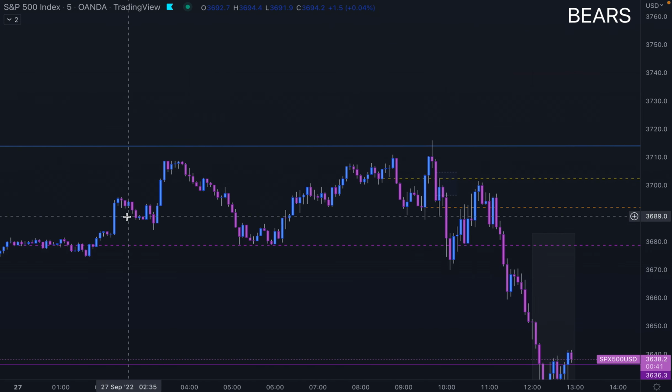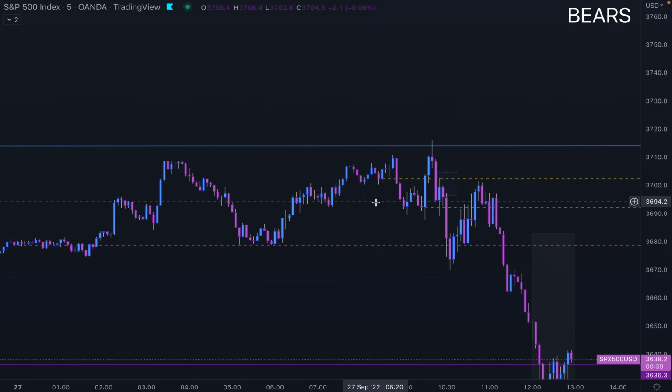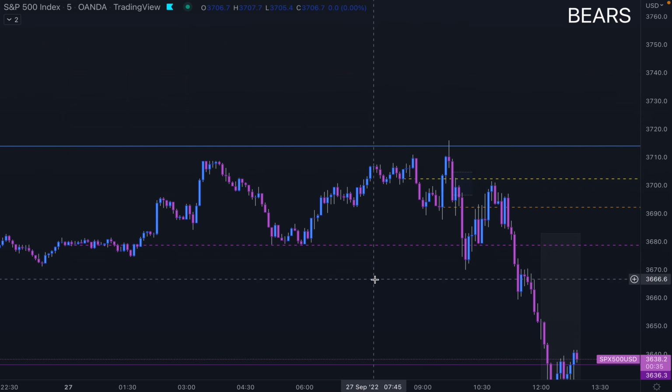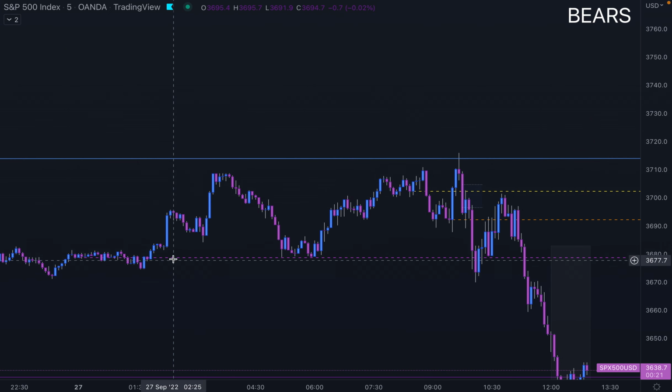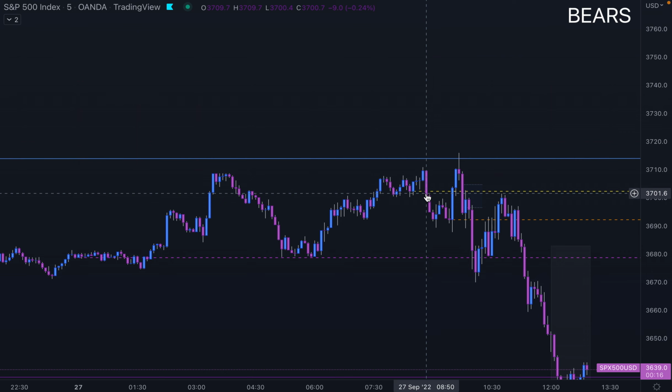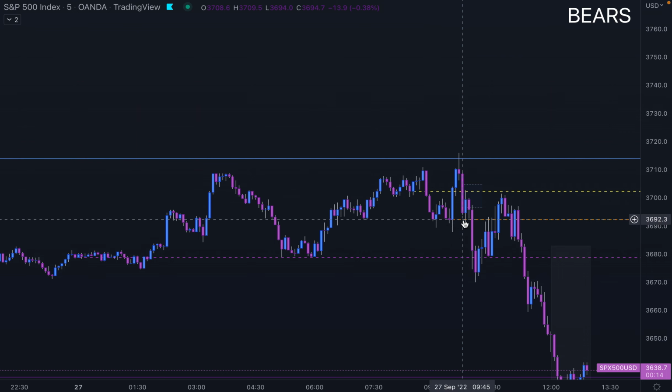If you notice, there's these three lines right here: this purple line, this yellow line, and this orange line. This is an indicator that I recently found. Now it just represents the midnight open, the 8:30 open, and the 9:30 open. I just think it's a really nice indicator, and it just shows it really well. So the purple line represents the midnight open, the yellow line represents the 8:30 open, and the orange line is the 9:30 opening.